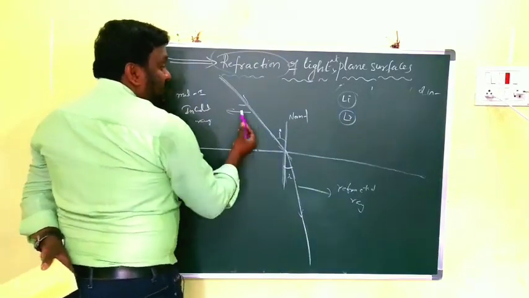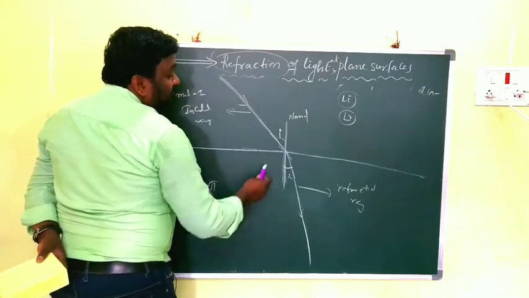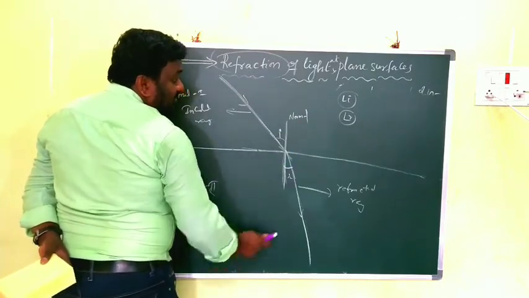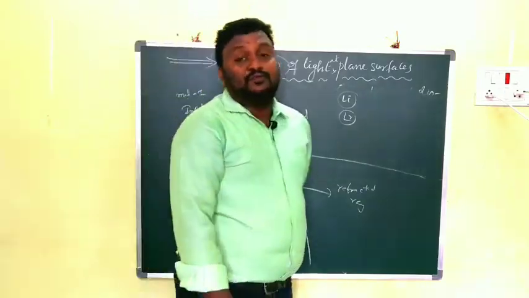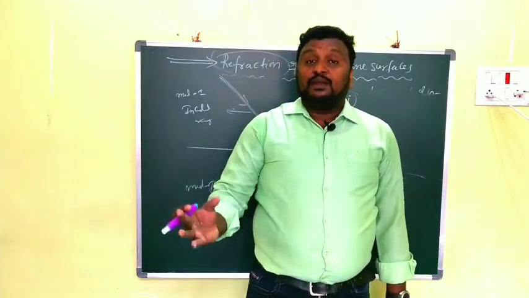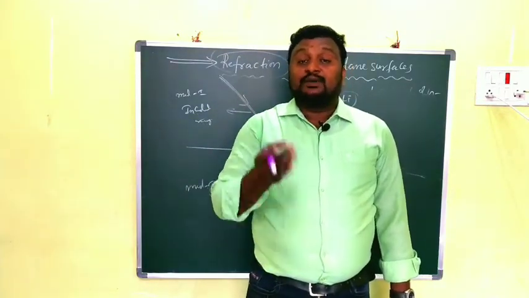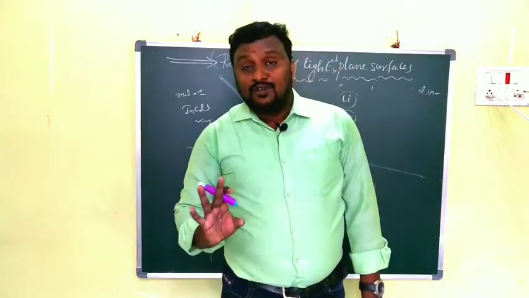The angle between the incident ray and the normal is called the angle of incidence. The angle between the normal and the refracted ray is called the angle of refraction. So refraction means nothing but when light is moving from one medium to another medium, at the interface the bending of light takes place. That phenomenon is called refraction of light.